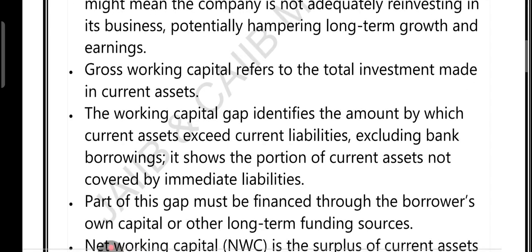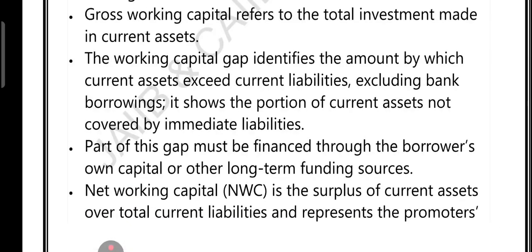Then we have the net working capital. It shows how much of the current assets are funded by long-term sources. Out of the total investment which we are making in current assets, how much is funded by long-term sources? Basically, the owners' or promoters' investment in day-to-day operations is what is called net working capital. It is also called the surplus of long-term funds over long-term uses, which acts as a cushion to fund the working capital need.